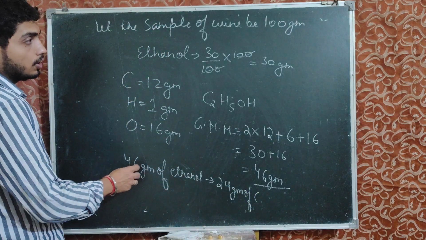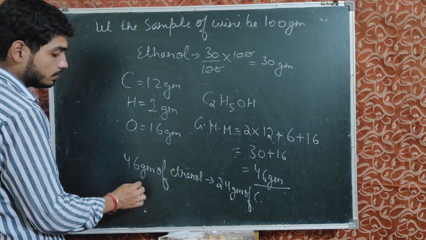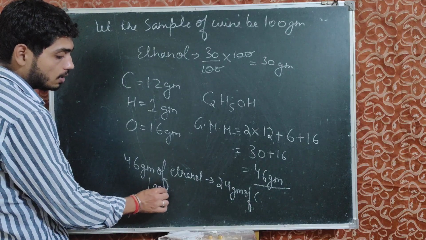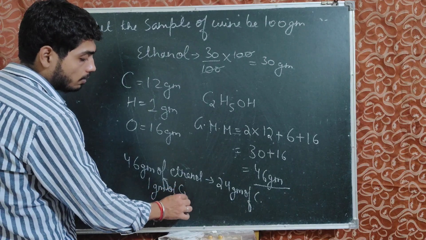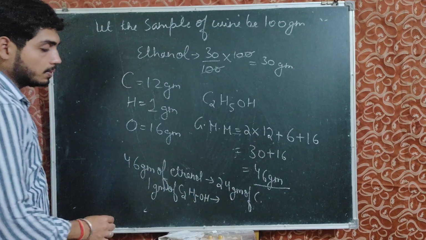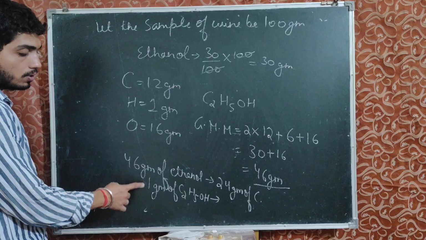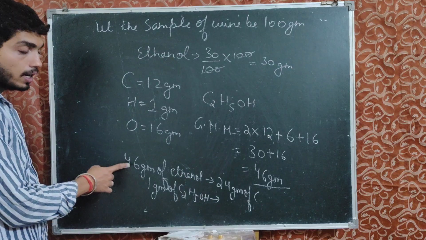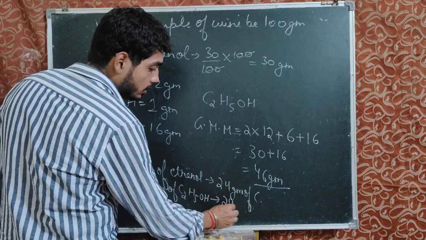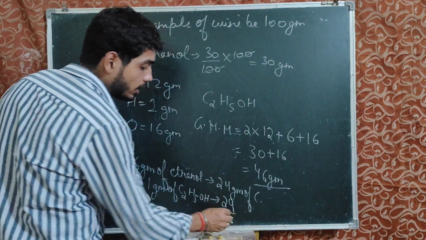Now, how much ethanol is present in the sample? 30 gram. So you do the unitary method. What is unitary method? You have to apply it here. 1 gram of ethanol, C2H5OH, will be carrying how much carbon? So in order to make this 46 one, you will divide this number by 46. So you have to divide RHS also by 46. So 24 upon 46.